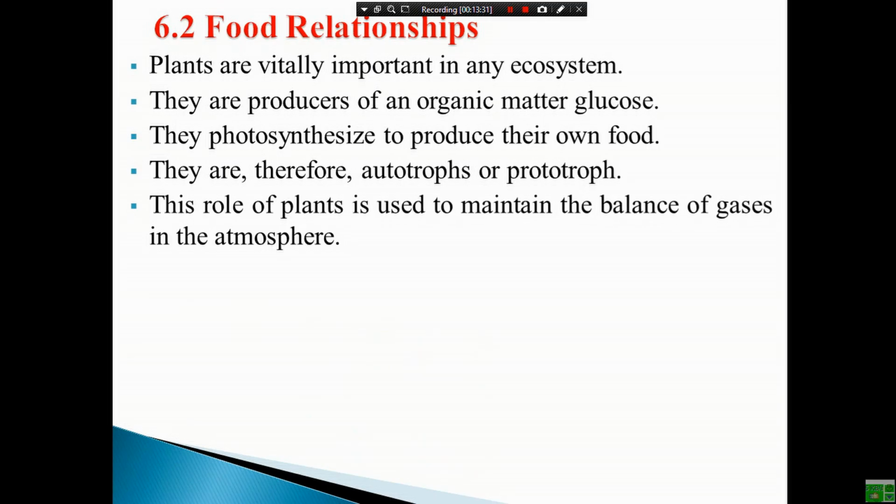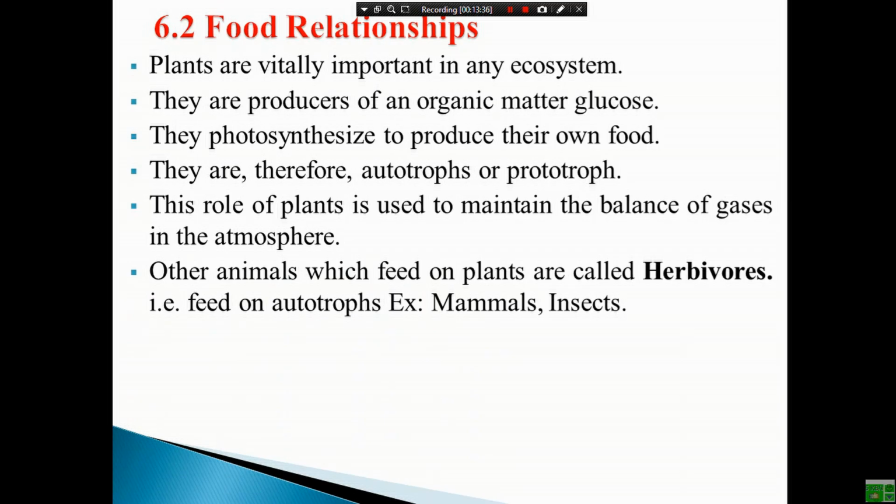The role of plants is to maintain the balance of gases in the atmosphere, because they give off oxygen and take in carbon dioxide. So the oxygen we inhale is due to the presence of plants. So plants maintain the balance of oxygen gas in the atmosphere.